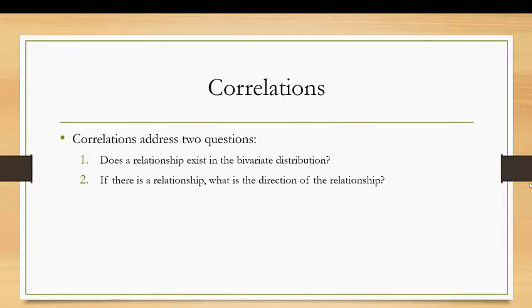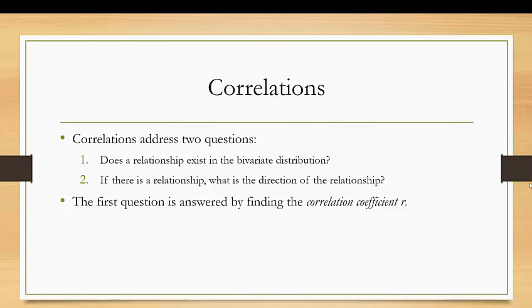So the correlation analysis does two things for us. It answers these questions. Is there a relationship in the bivariate distribution that we're looking at? And if we determine there is a relationship, what is the direction of this relationship? In other words, is it positive or is it negative? And I'll explain to you in just a minute what we mean by positive and negative. Not good and bad.